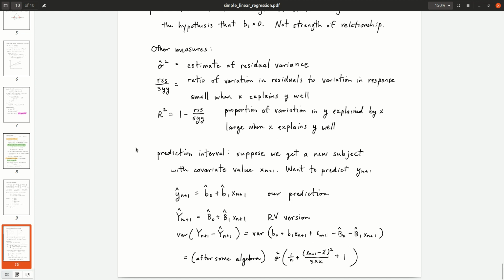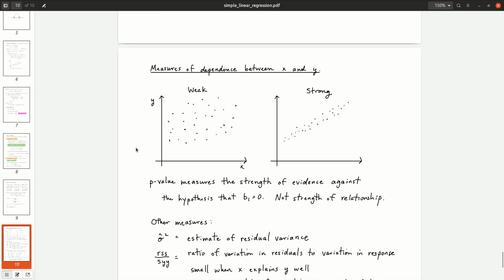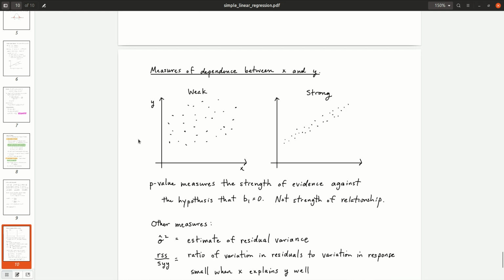Okay, so these are some measures of how we can measure the strength of dependence between y and x. Just to summarize, this will have a big sigma hat squared. This will have a small sigma hat squared. This will have a big RSS over SYY. This will have a smaller one. This will have a small r squared. This will have a big r squared. And this will have bigger prediction variances. And this will have smaller prediction variances.